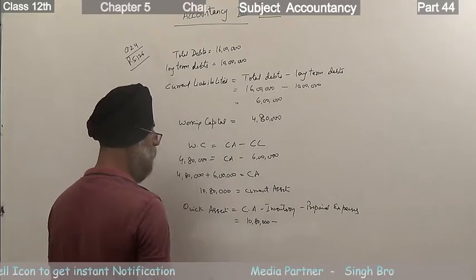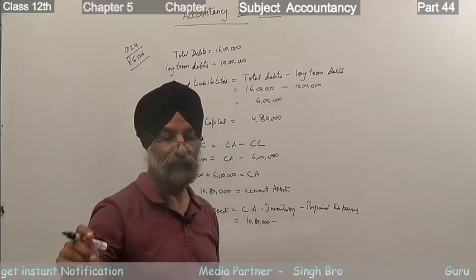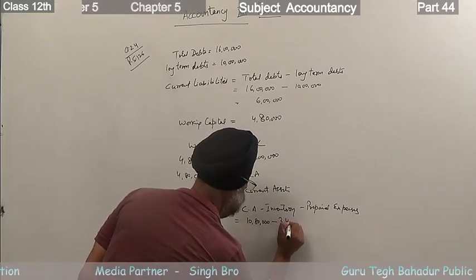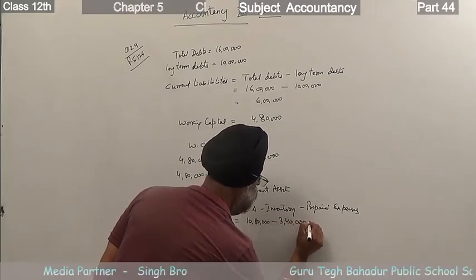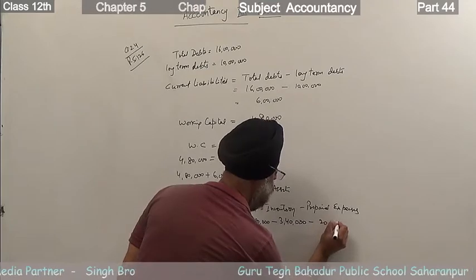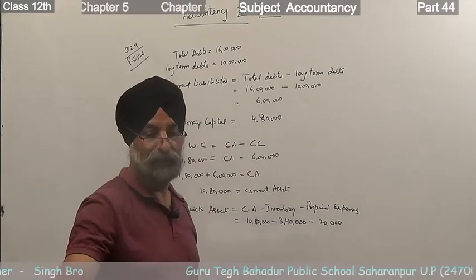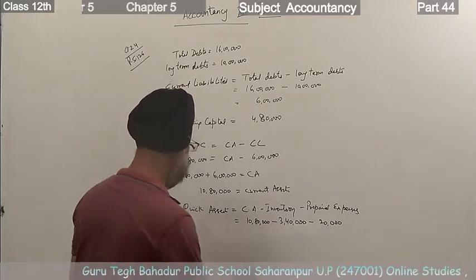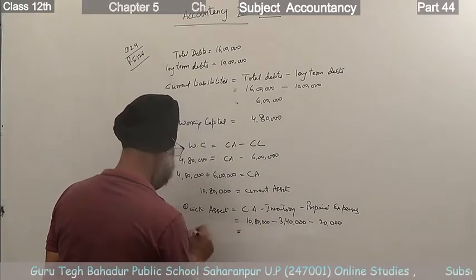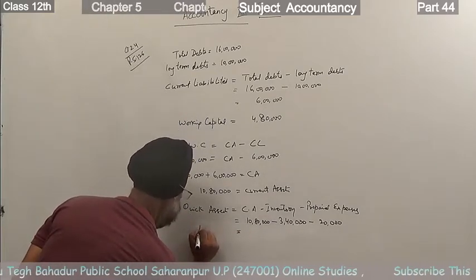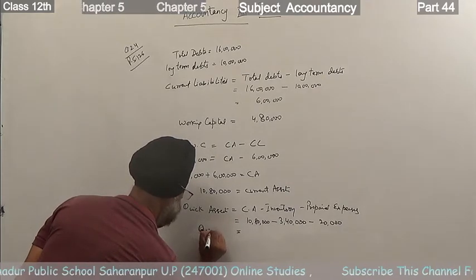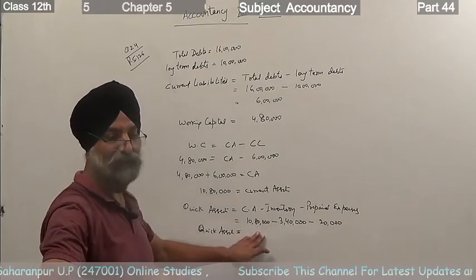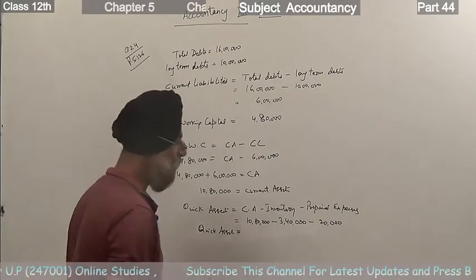We found this above just now. And inventories are given as rupees 3,40,000 and prepaid expenses are given 20,000. So subtracting these two values from the current assets, we'll get liquid assets or quick assets. After subtracting this, we get 7,20,000.